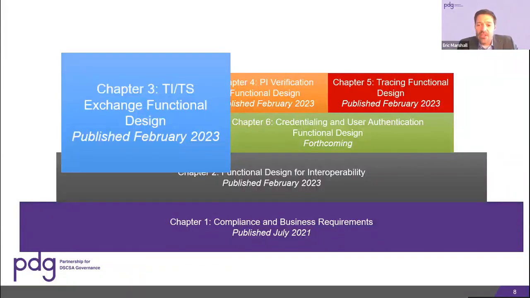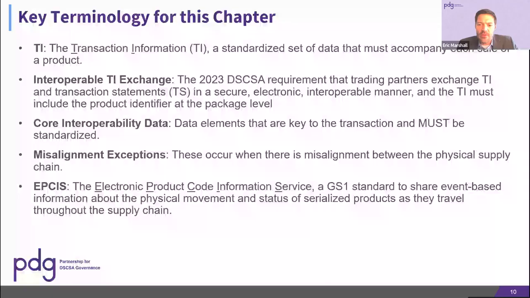Second, Section 582 G1A, which sets out those 2023 new enhanced requirements, requires that this exchange of TI be done in a secure, electronic, interoperable method through secure, electronic, interoperable systems and processes. So that secure electronic interoperability component is a new requirement for 2023. And finally, TI in 2023 must include the product identifier at the package level. This is the requirement set out in 582 G1B.